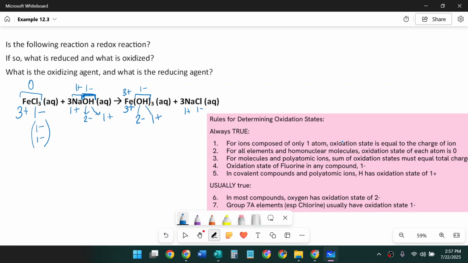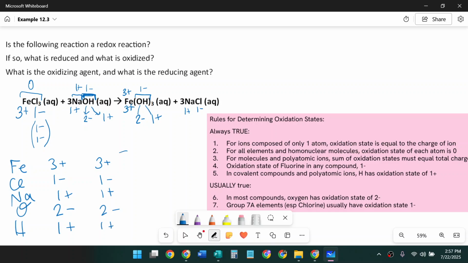so looking at these, let's compare each of our things. So we have iron, it was 3 plus on one side, is 3 plus on the other. Chlorine is 1 minus over here, 1 minus over there. And I'm going straight across, starting with the reactants to find these. Next, we're going to do sodium, which is +1 on this side and +1 on that side. Then we have oxygen, which is 2 minus, oh, I wrote it backwards. 2 minus on this side and 2 minus on the other side. And then last we have hydrogen, which is 1 plus on this side and 1 plus on the other side.